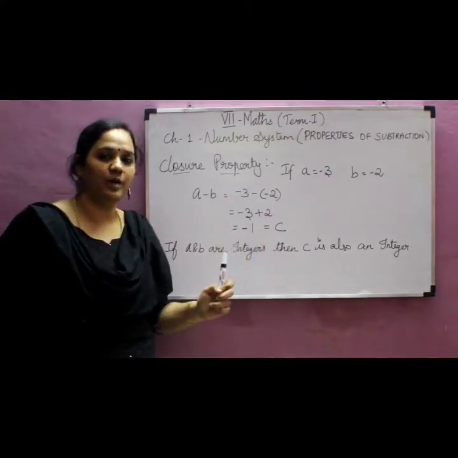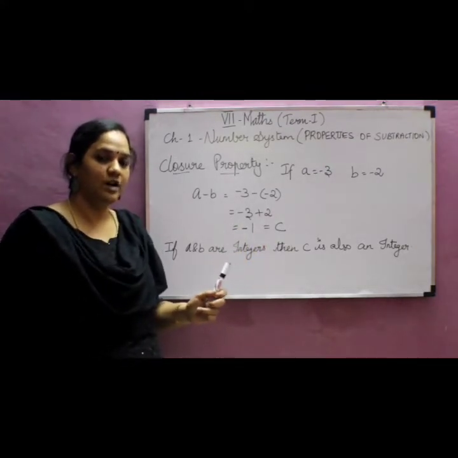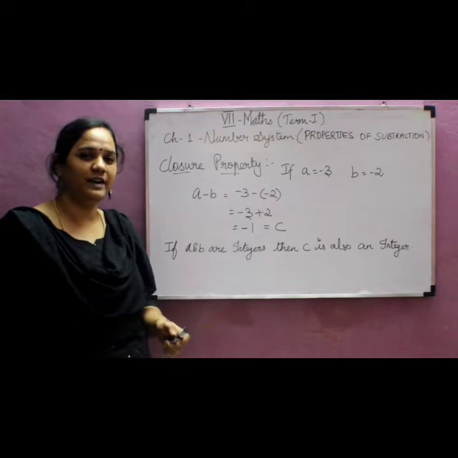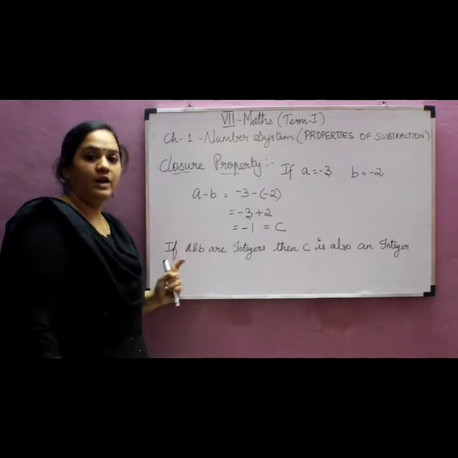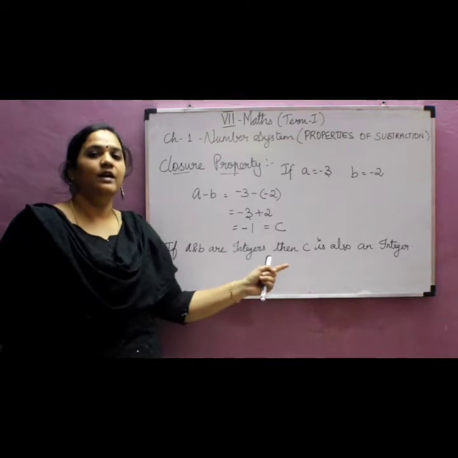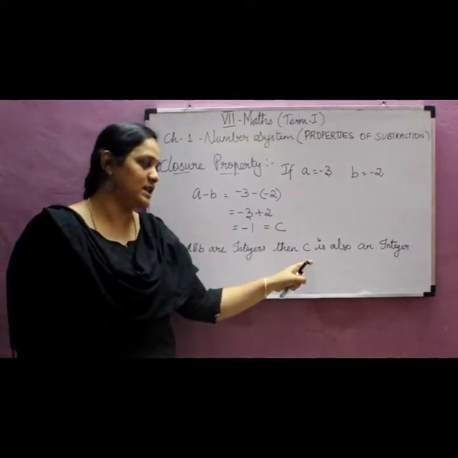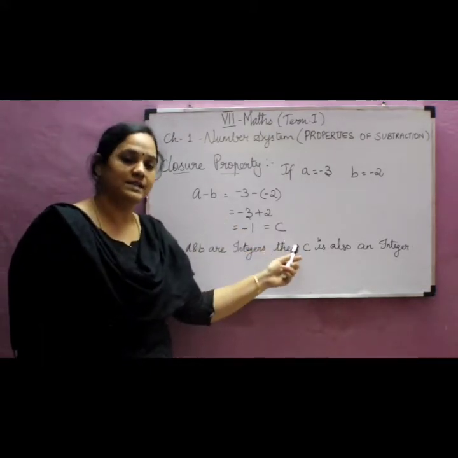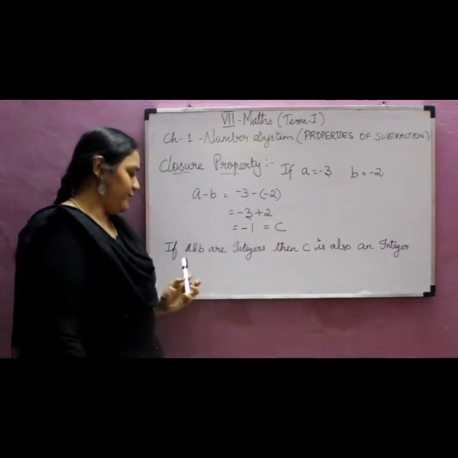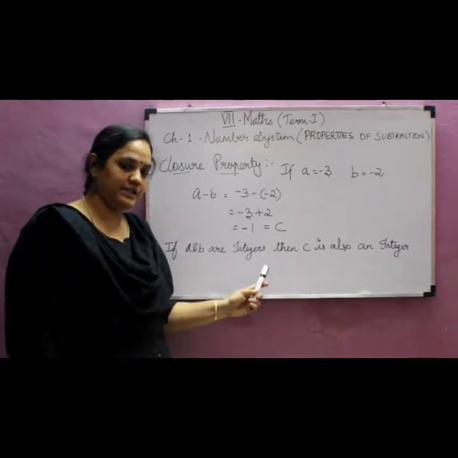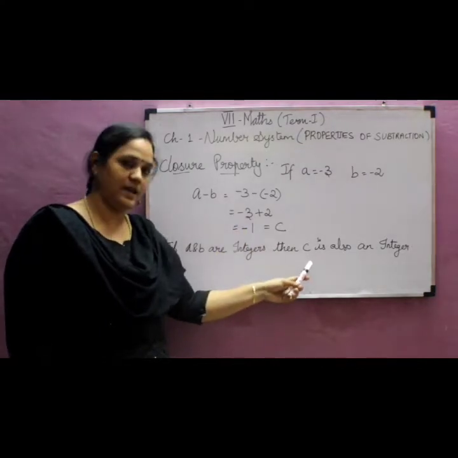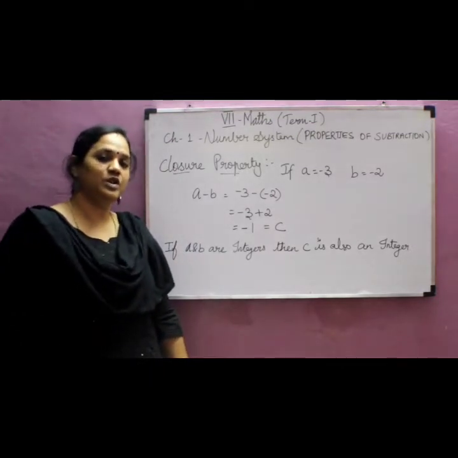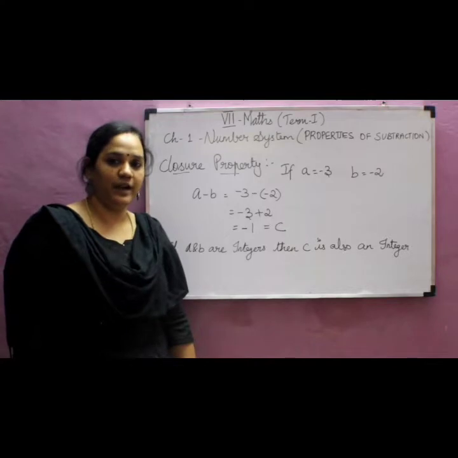So what is a closure property? Already we have seen closure property in addition. In addition it says if a and b are integers, then a plus b is also an integer. Likewise here also, if a and b are integers, then a minus b, that is c, is also an integer. We assumed the value of a minus b as c, so here I have written c. So this is your closure property. Closure property satisfies subtraction of integers.